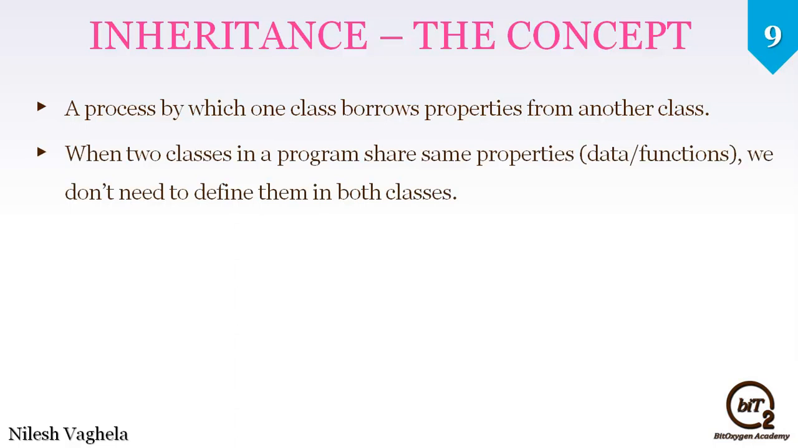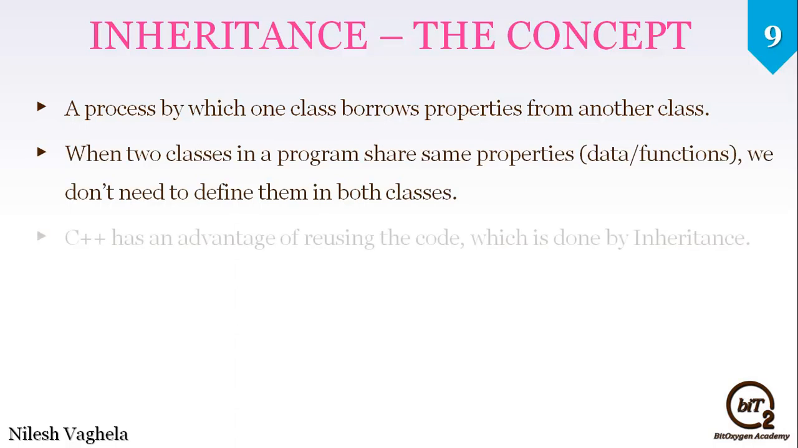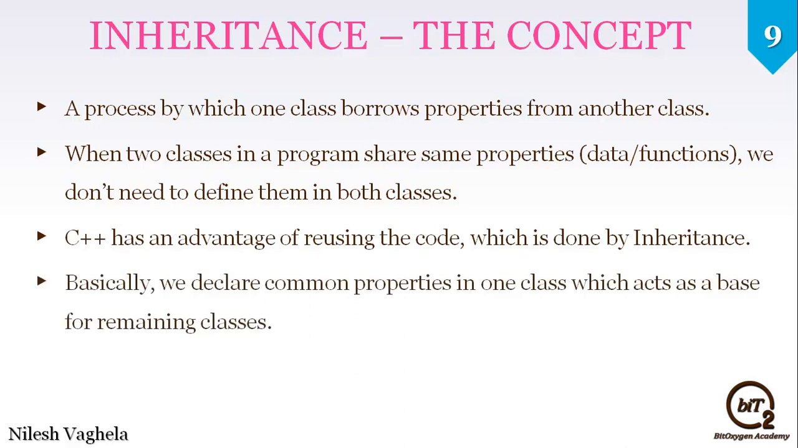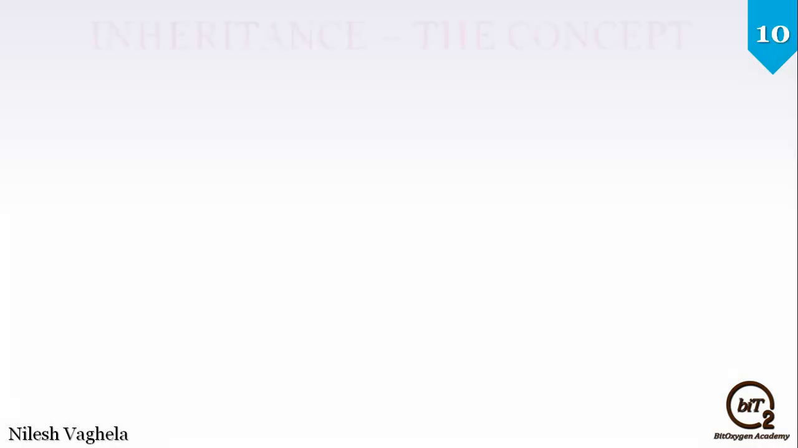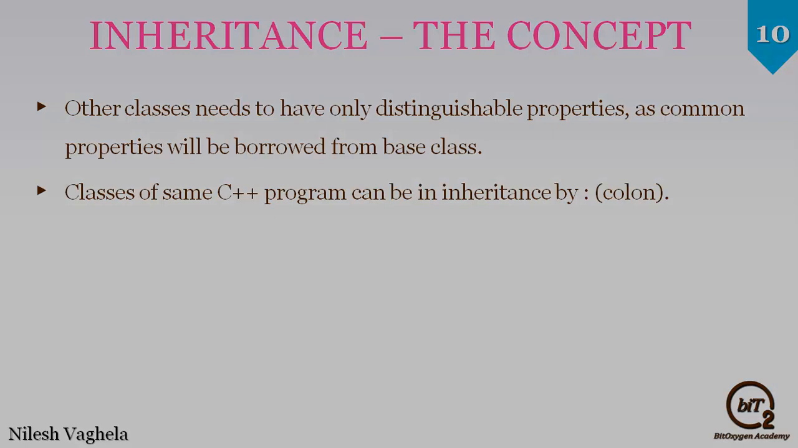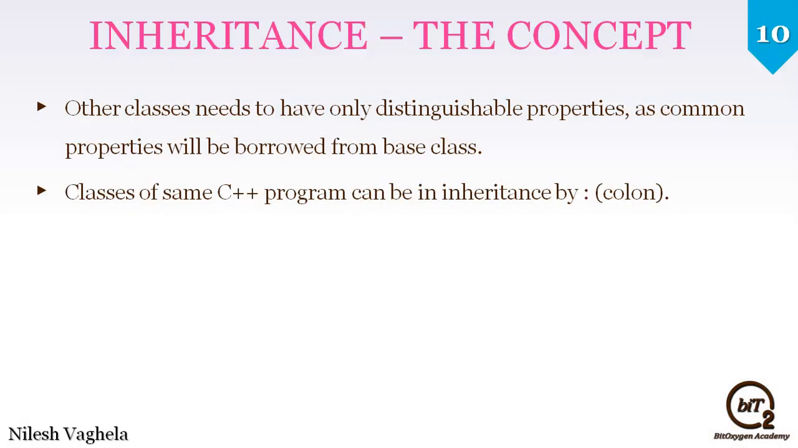What we will do, we will use the advantage of C++, which is code reusability, and that can be done using inheritance, where common properties will be declared in a single class which will act as a base or foundation for other classes. The only distinguishable properties will be defined in the other classes, and this can be done using the symbol of colon. So if you want to use inheritance, we will use a colon symbol.